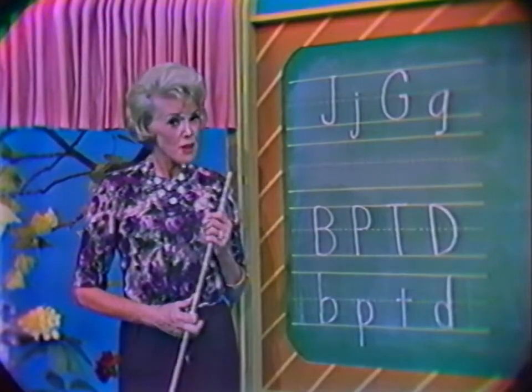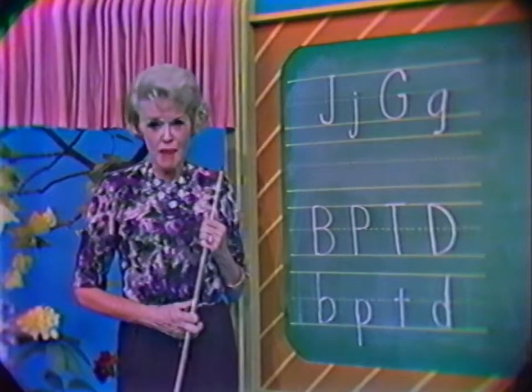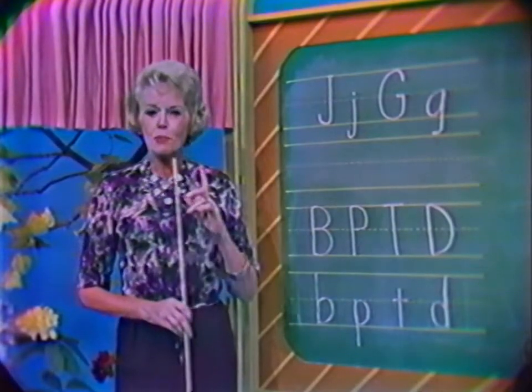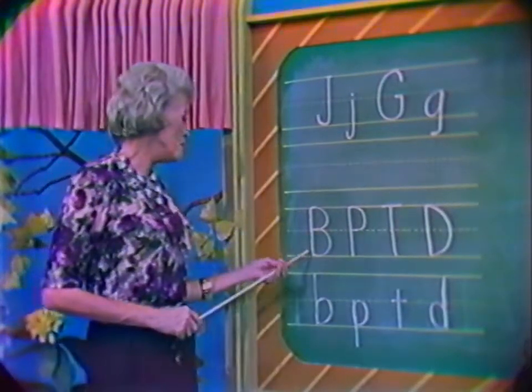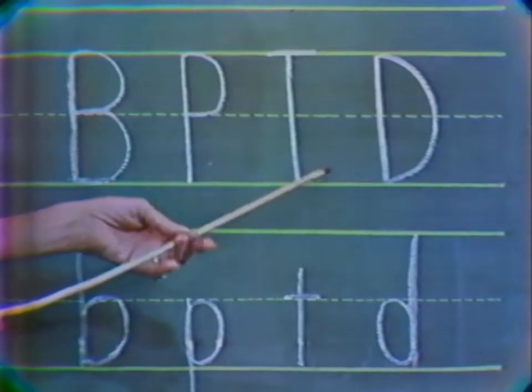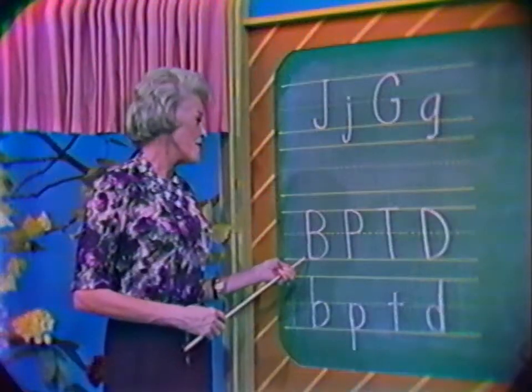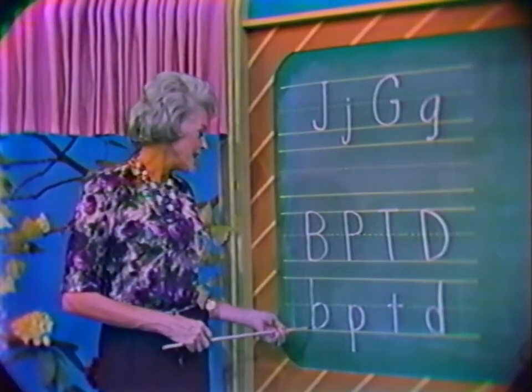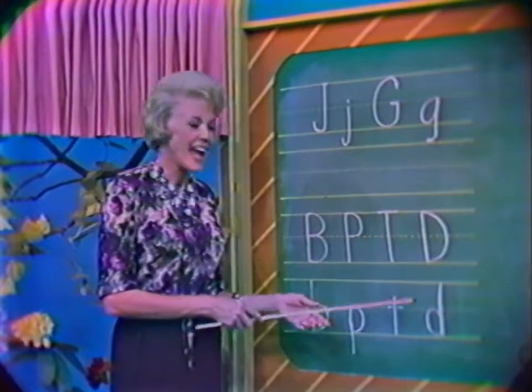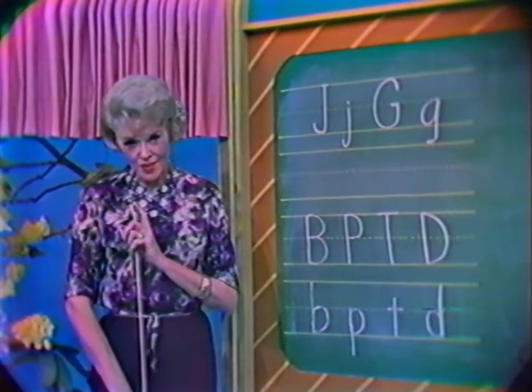Tomorrow, we're going to sing a special song about 4 letters we've already met. So for homework today, practice writing these 4 letters. B, P, T, and D, just like this. Write them down and practice both the capital letters and the small letters, B, P, T, and D. And I'll see you tomorrow.